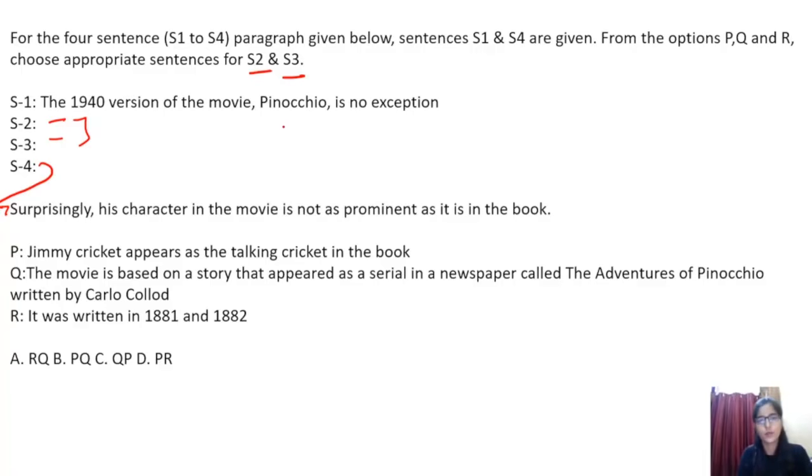The 1940 version of the movie Pinocchio is no exception. Right, surprisingly, his character in the movie is not as prominent as it is in the book.